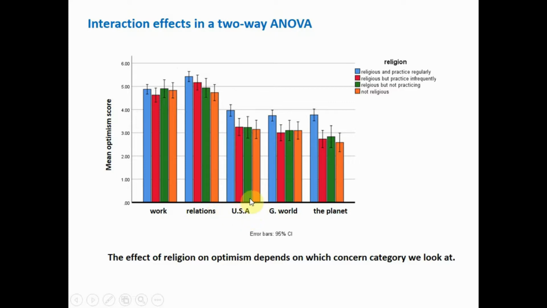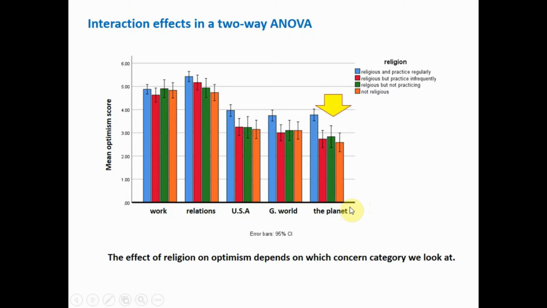So we're plotting all the different people that belong to the different religiosity groups and how they answered the USA question, the global world question, and the planet. Now, to see if there is an interaction, it's all about detecting patterns and then looking to see if there's any deviation from the pattern. So I'm actually going to start with this group here. It's a little backwards, but we're going to start with the planet.